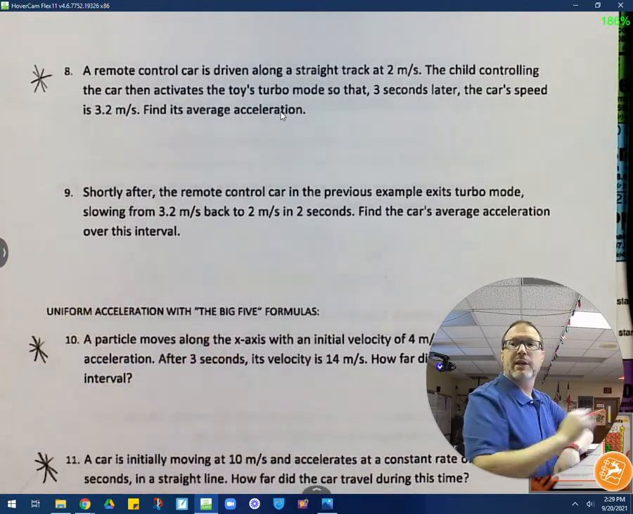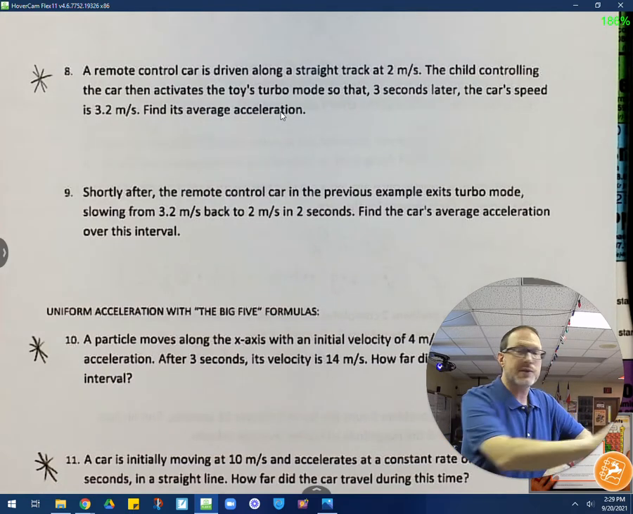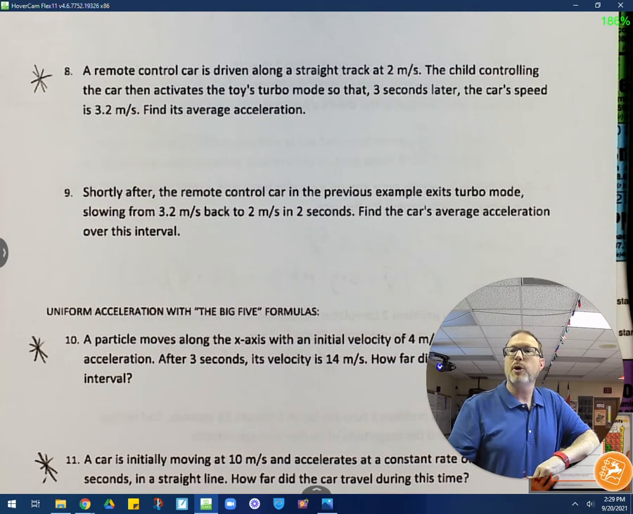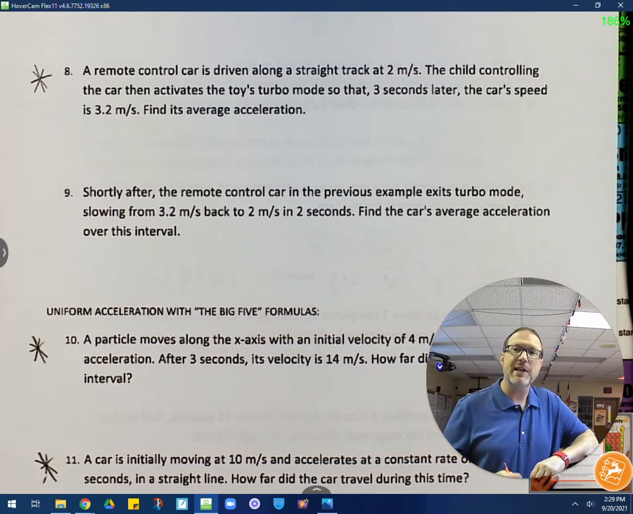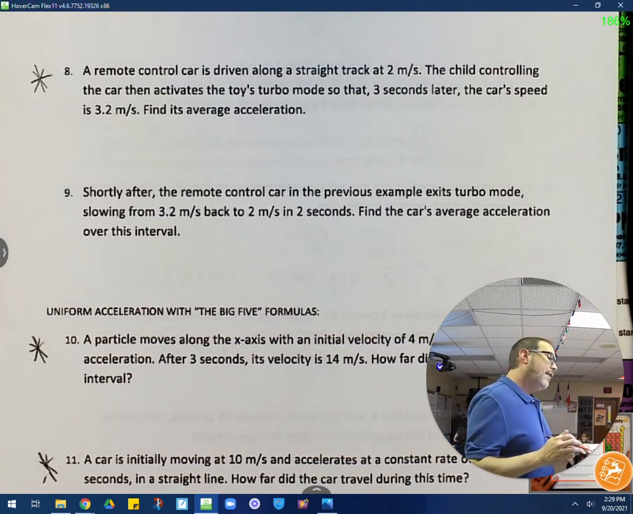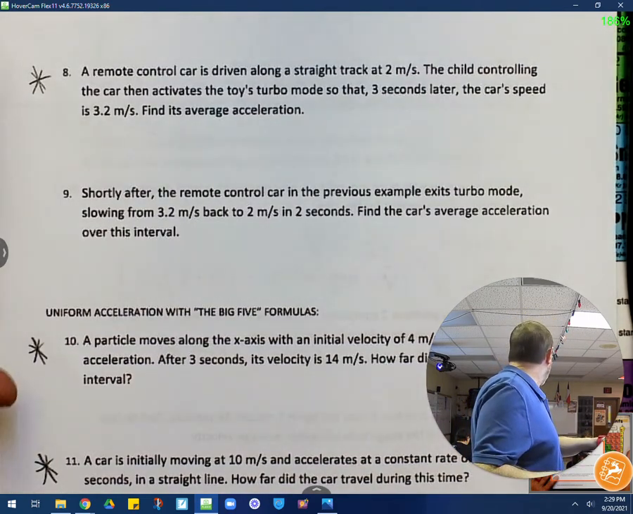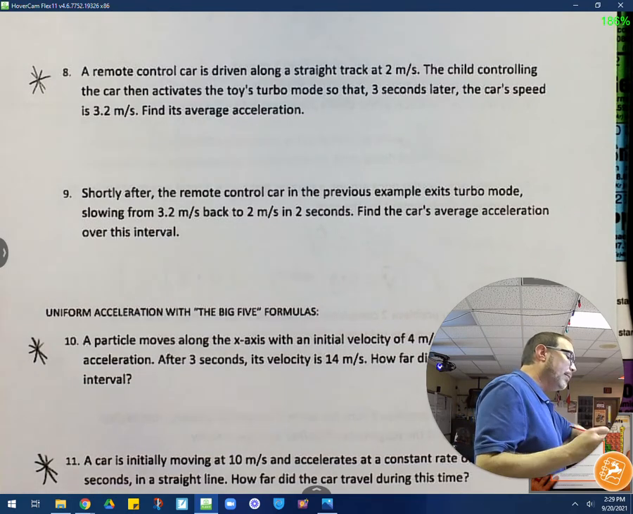A remote control car is driven along a straight track at 2 meters per second. The child controlling the car then activates the toy's turbo mode so that 3 seconds later the car's speed is 3.2 meters per second. So find its average acceleration. First thing I want to do in any kind of motion problem like this is define all the variables that I can find in the problem.